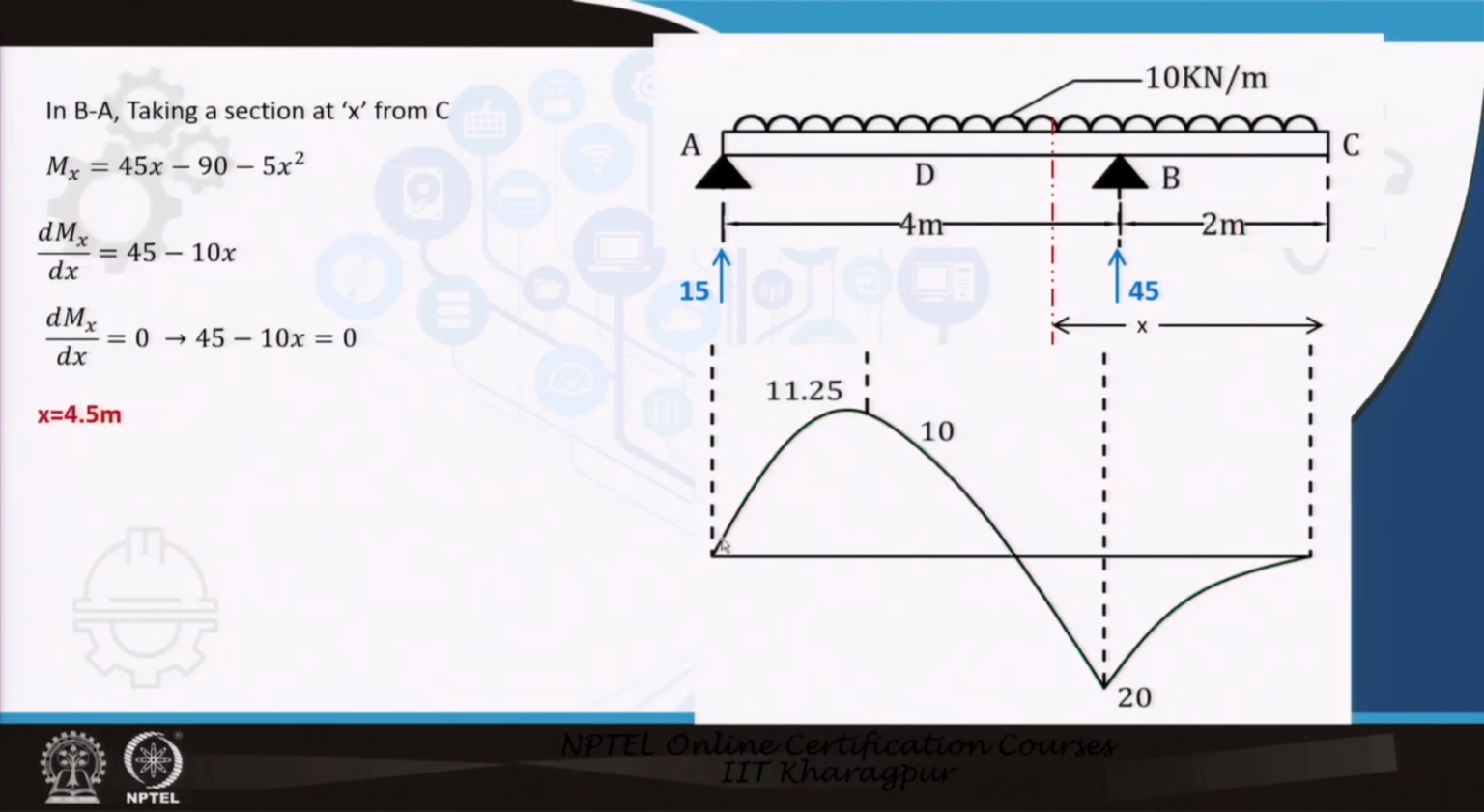Now, let us see what happened at a distance x from the C. The expression is this, from the last slide. Now we take the differentiation of the bending moment with respect to x. If I do, then this is 45 minus 5 into 2, 10x; the 90 goes out because it is a constant. Now, if I put this equal to 0, that means 45 minus 10x equal to 0. dMx/dx equal to 0 means where the slope is equal to 0, and I get the value x equal to 4.5 meters.